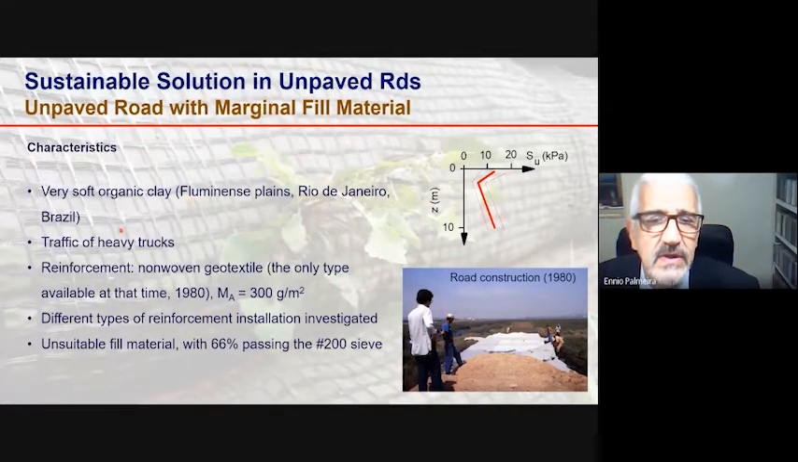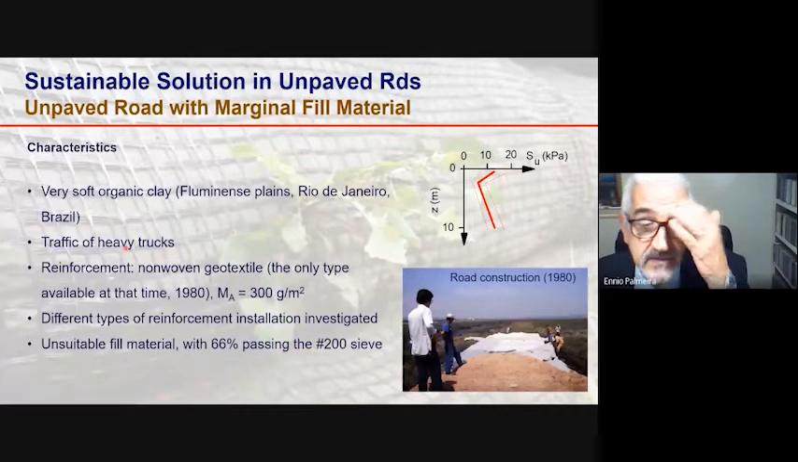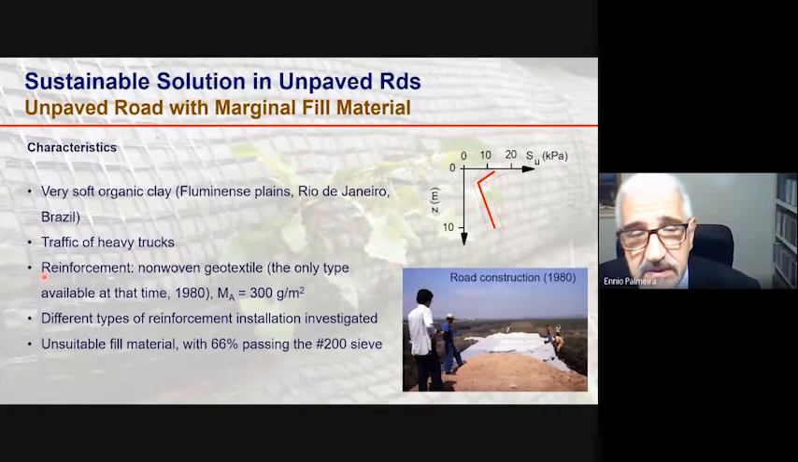So the road was constructed on a very soft organic clay in the Fluminense Plains in Rio de Janeiro, Brazil. It was subjected to very heavy traffic of heavy trucks. The reinforcement used was a non-woven geotextile, which was the only type available at that time. We are talking about a case history in 1980.